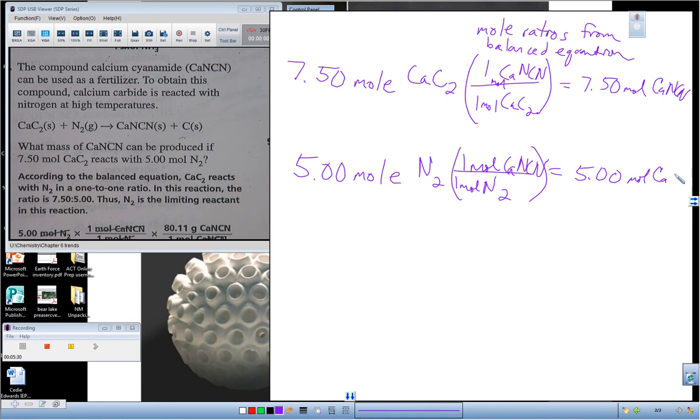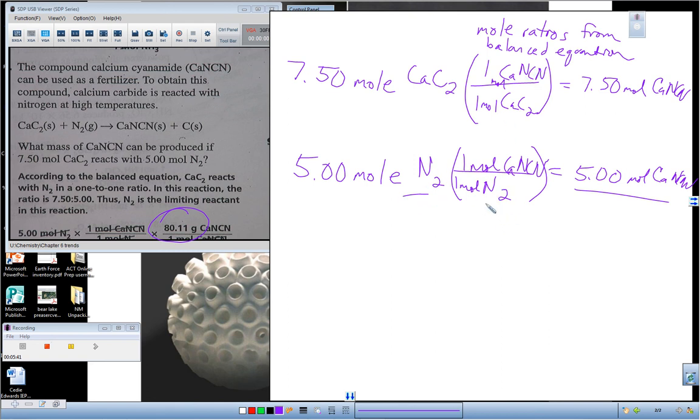Now I just look at it, which one's giving me the least amount of product? The nitrogen. And I only get 5 moles. They did ask me what the mass is, so I'd again have to multiply by that molar mass to get 401 grams of product. The only thing I will change is what's on the bottom, because I want to be able to cancel that reactant to get to the product. That is what will change.